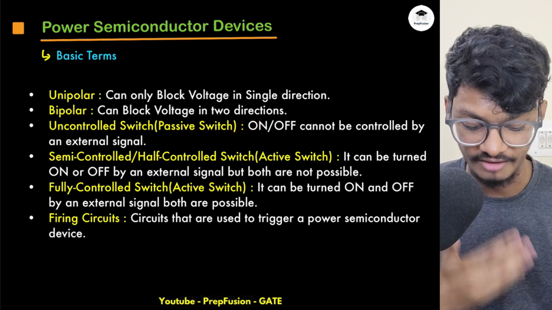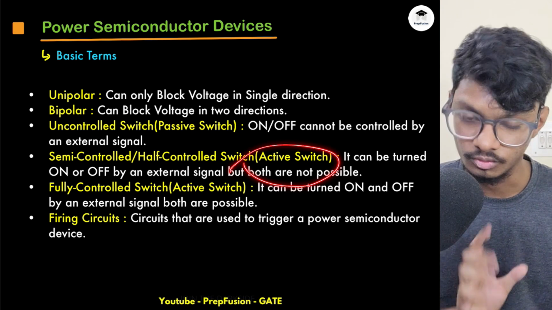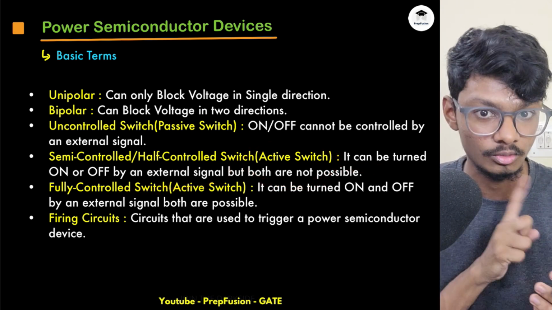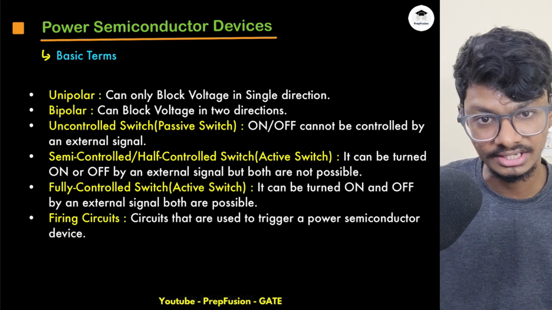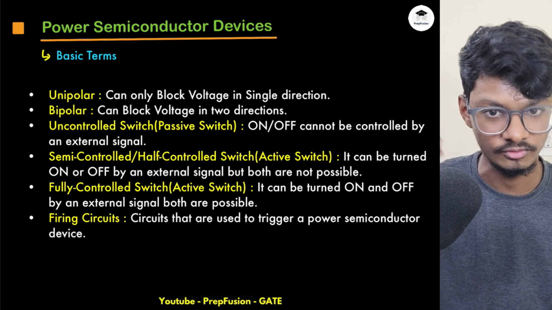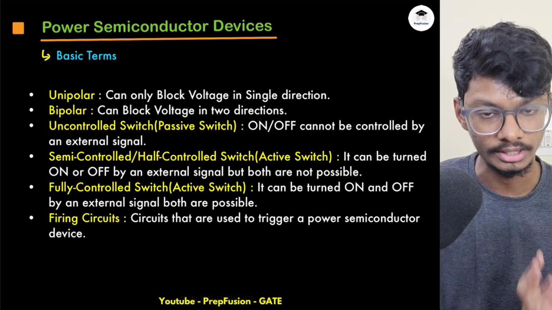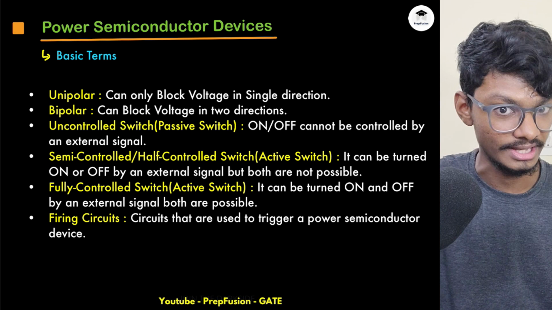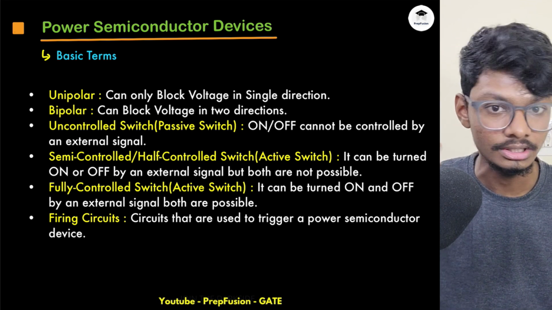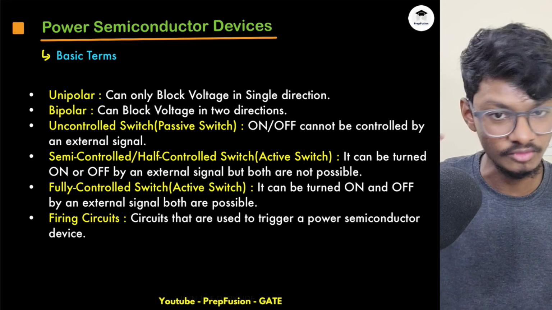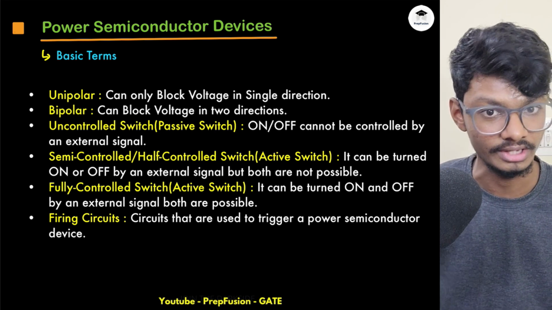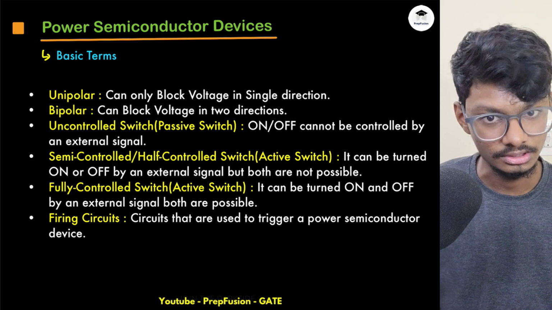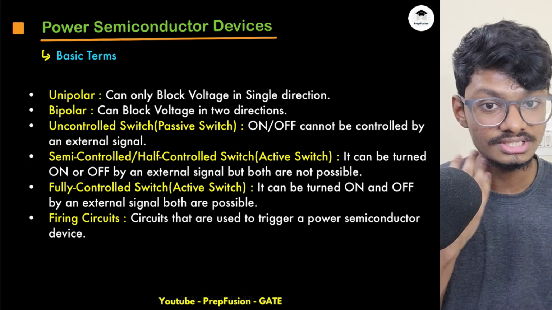A semi-controlled or half-controlled switch, which is also known as an active switch, can be turned on or off by an external signal, but not both. Let's take an example: SCR. If you know about SCR, very good. If you don't, we'll study about that. In an SCR we can turn on the SCR with the help of an external signal known as gate triggering, but we cannot turn it off. With the help of an external signal we cannot turn it off. We can only turn on the device, we cannot turn it off. So it is a semi-controlled switch. These types of switches are known as semi-controlled switches.